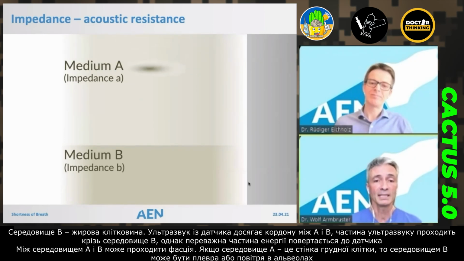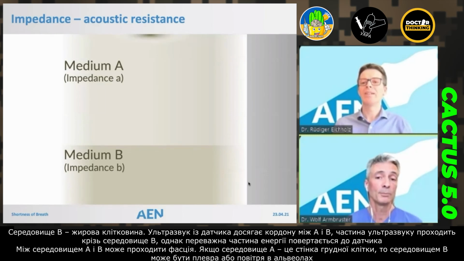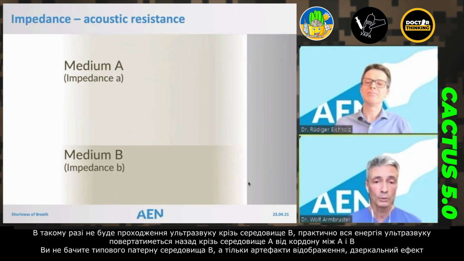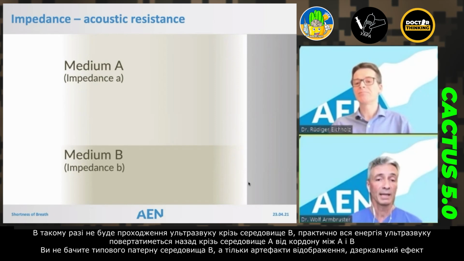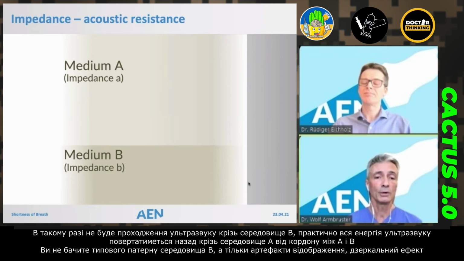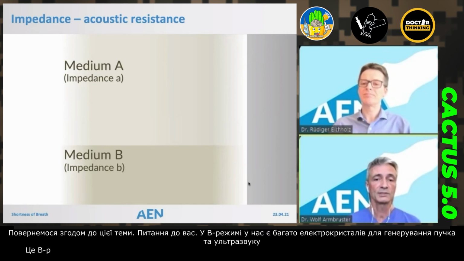And if you think that medium A is the chest wall and medium B might be the pleura, or the intra-alveolar air, there will be no traveling of ultrasound energy in medium B, and nearly all energy is just transported back to medium A. So that's a frontier, a barrier, and you don't look at a pattern of tissue in medium B, but just a reflection mode that shows us artifacts such as mirror artifacts. We come to that specific topic later on.